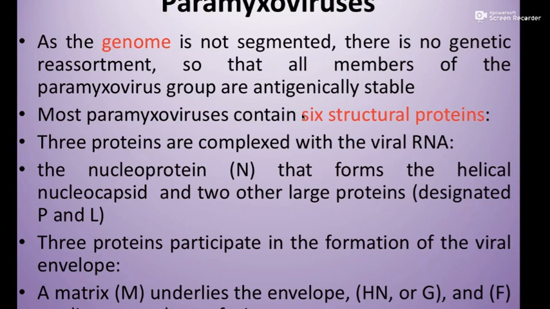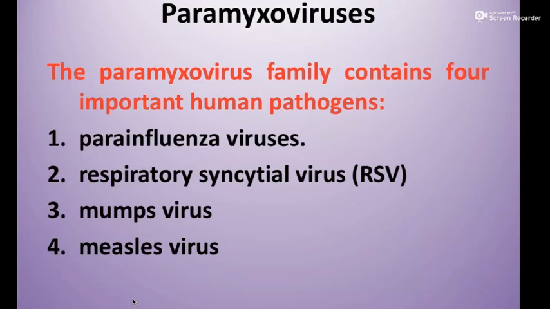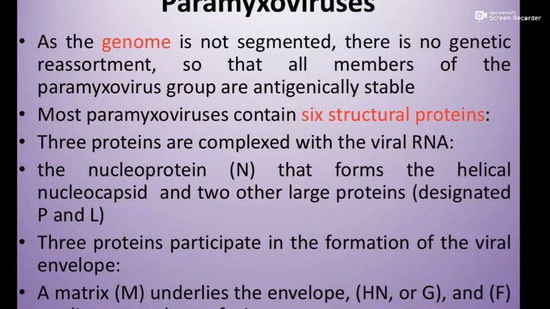Six main structural proteins, as we said, some inside and some outside. Three complex with the viral RNA, called RNP, ribonucleoproteins: the nucleoprotein along with the helix, and the proteins of the envelope, which are matrix, HN or G protein, hemagglutinin neuraminidase, and F fusion protein, which mediates membrane fusion.